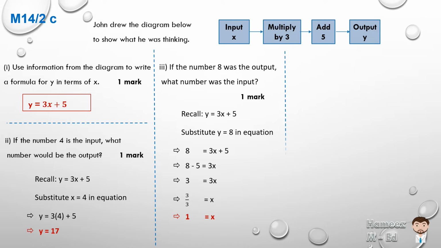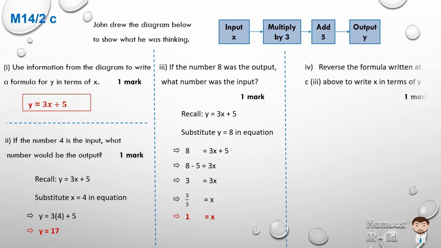Now, for part 4, reverse the formula written at C part 3. Reverse the formula above to write x in terms of y. So you'll find this looks like a relations and functions question where they're asking us to get it going in the opposite direction. Normally we call f inverse. So we call y is equal to 3x plus 5 and we want to find x alone. So we follow the same format like what we did in part 3. We want x alone, we need to remove the 5 from the right hand side. That will give us y minus 5 is equal to 3x. Exactly what we did in part 3. And if you want x alone, it will be y minus 5 over 3.